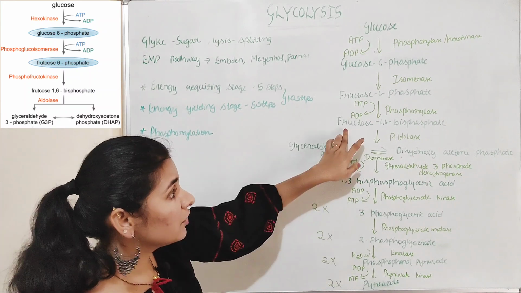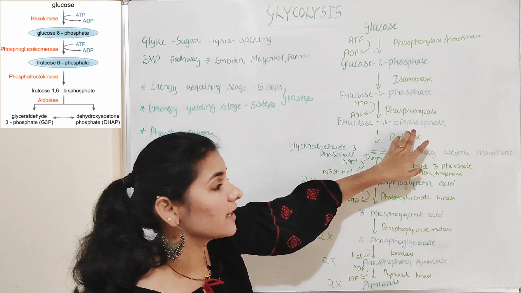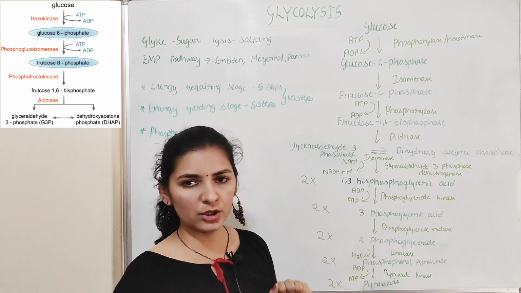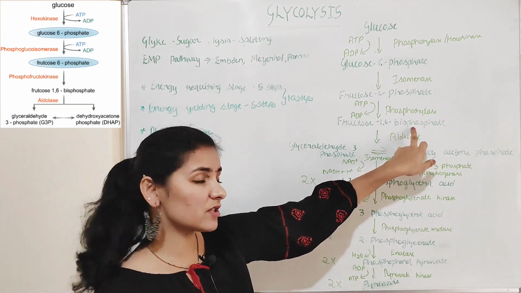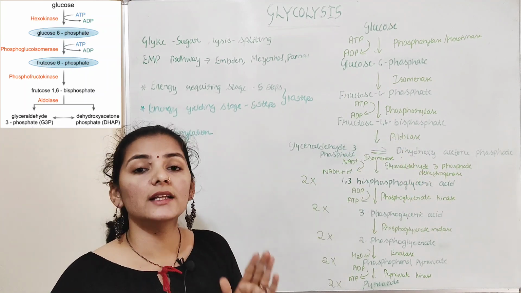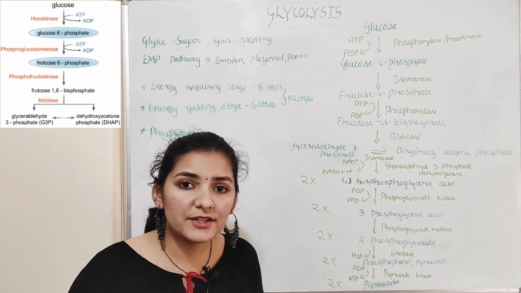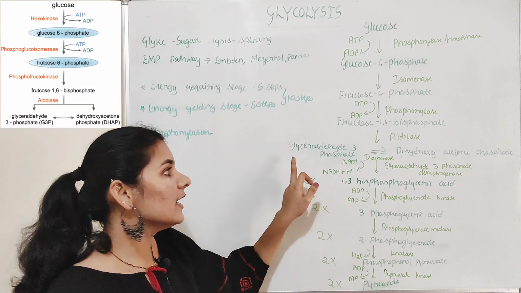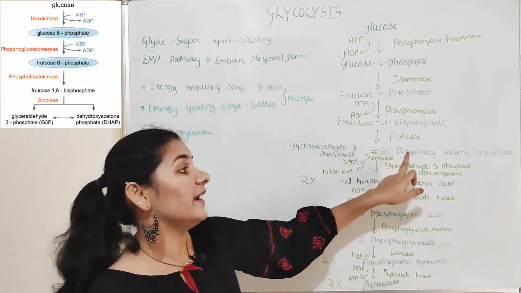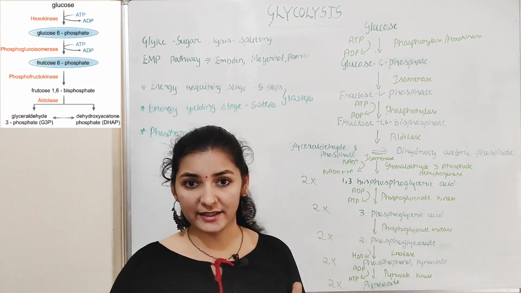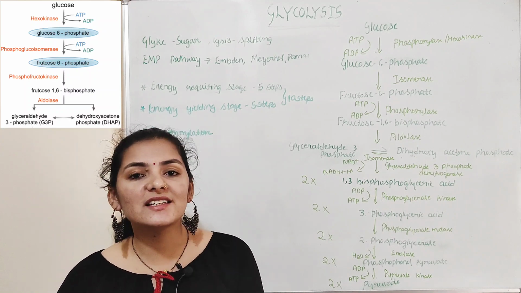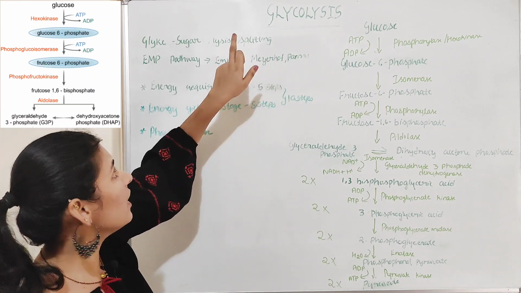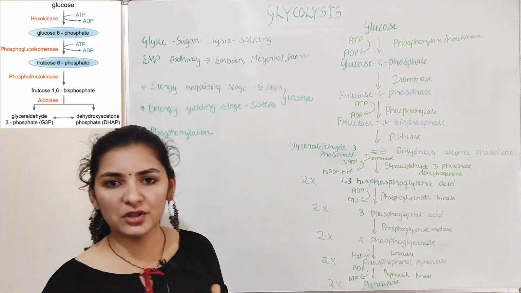In the fifth step, the fructose 1,6-bisphosphate is split or cleaved into two 3-carbon compounds. Fructose 1,6-bisphosphate is a 6-carbon compound. This 6-carbon compound is split or cleaved into two 3-carbon compounds, that is glyceraldehyde 3-phosphate and dihydroxyacetone phosphate. So this is the actual lysis or splitting of glycolysis. Glycolysis means splitting or cleavage of the glucose or sugar molecule.